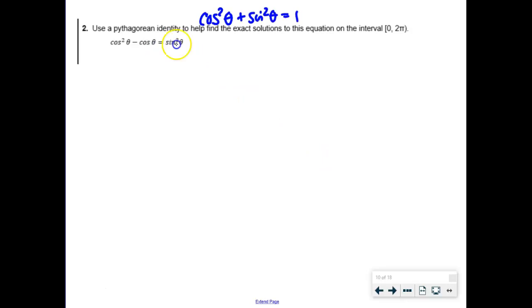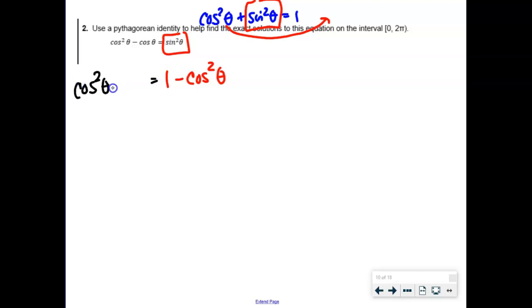So right here, one of these things is not like the other. Can you trade out sine squared for me? Yes. Sine squared, if you rearrange this equation, you would just subtract the cosine squared over. So I'm going to trade that for 1 minus cosine squared. Now the rest of the equation can stay. And now we're all in terms of cosines and constants.